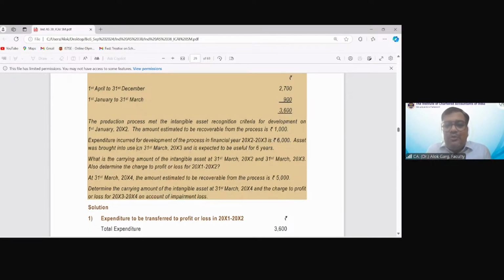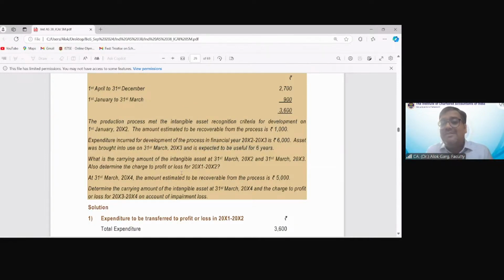The asset was brought into use on 31st March 2003. So now this intangible asset under development will be credited and the intangible asset will be debited. On 31st March 2002, we have an intangible asset under development, 900. On 31st March 2003, we have a complete intangible asset of rupees 6,900. And we have a useful life of 6 years.